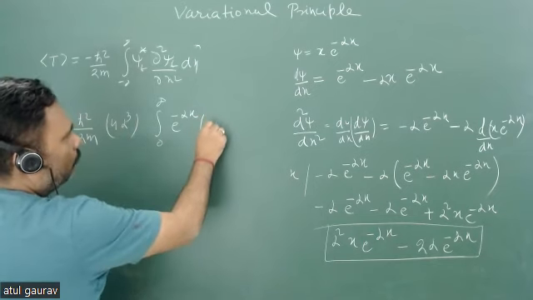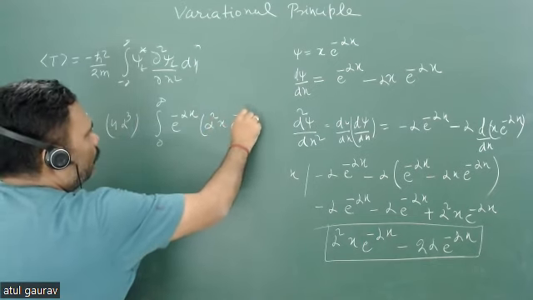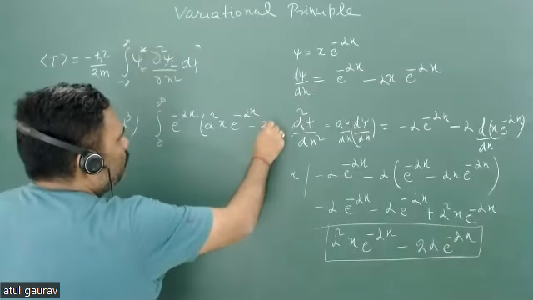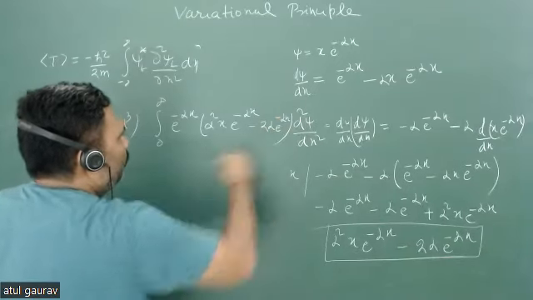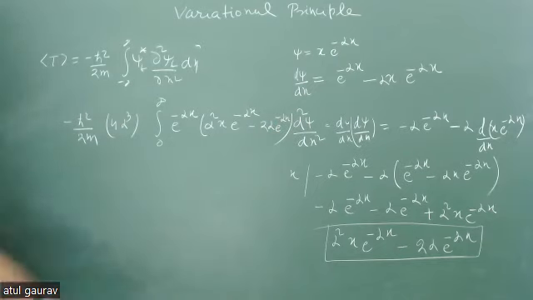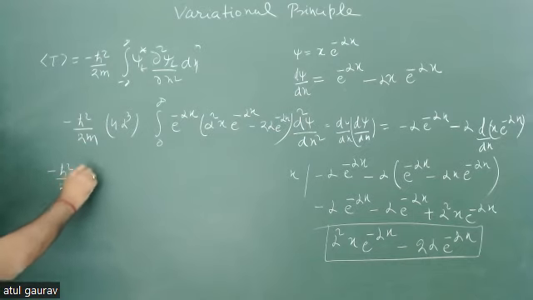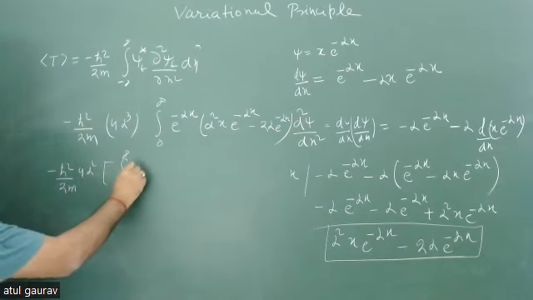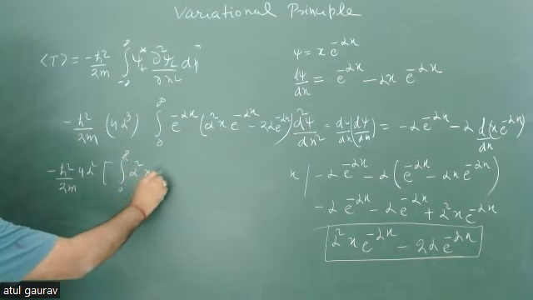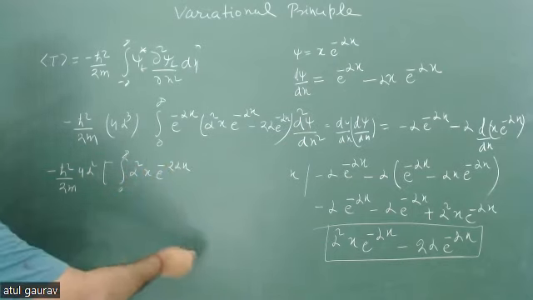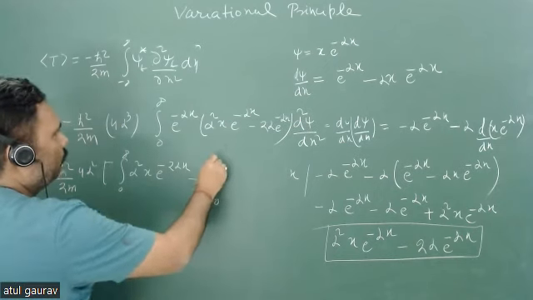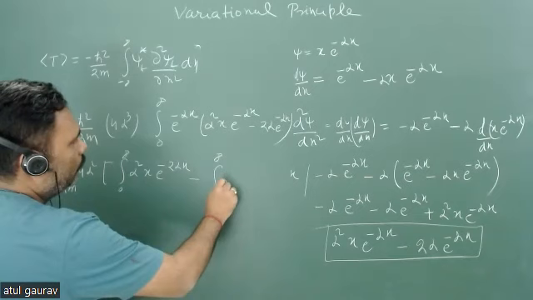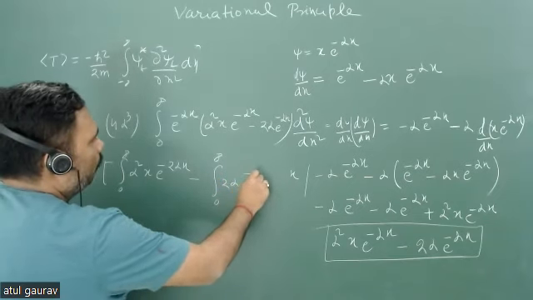So that value is equal to alpha square x e to the power minus alpha x minus 2 alpha e to the power minus alpha x. So we can just go for two basic integrations. So let's try to do it. So minus h cut square upon 2m, 4 alpha square, and we have the first integration from 0 to infinity, that is alpha square x e to the power minus 2 alpha x, and the second integration from 0 to infinity, we have 2 alpha e to the power minus 2 alpha x.